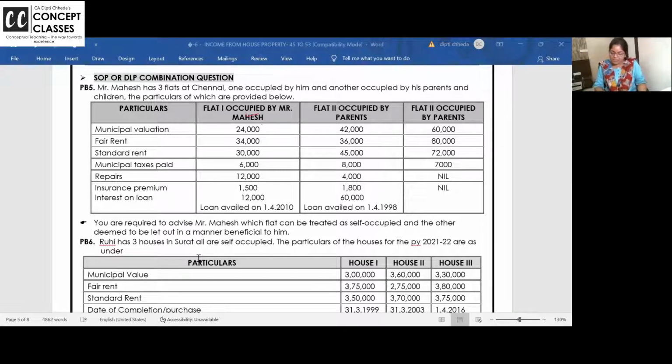Yeah. Mahesh has 3 flats at Chennai, 1 occupied by him, another by his parents, and 3rd by grandparents. So municipal value, fair rent, standard rent, whichever is high, low that you want, municipal tax deduct hoga. Repairs, insurance, no separate deduction, covered in standard deduction. And here the loan is taken on 1/4/10, so no problem. Here the loan is taken on 1/4/1998. So if this is deemed let out, then 60,000 is allowed. If this is self-occupied, then 30,000 is allowed. Okay? You are required to show Mahesh which flat?